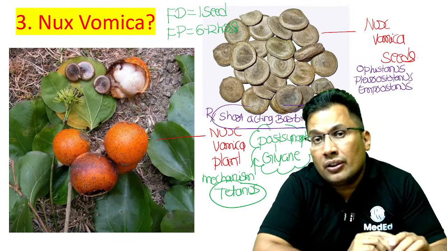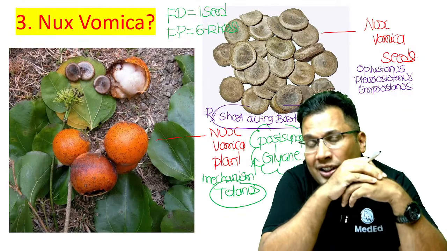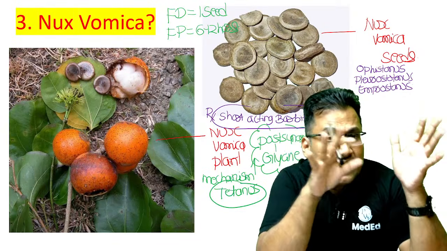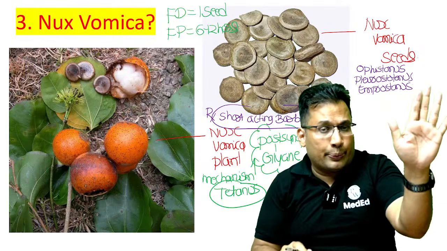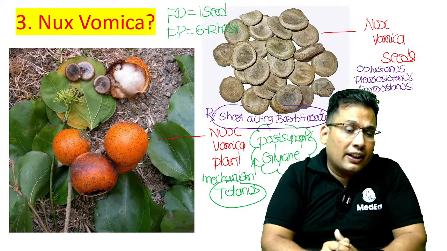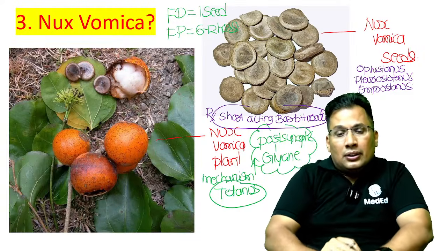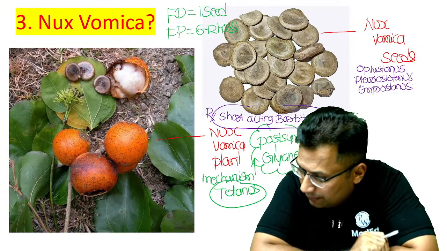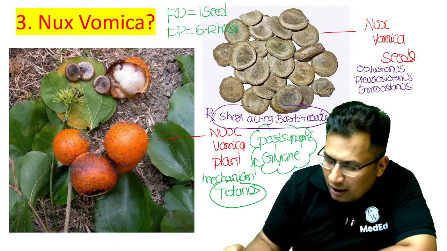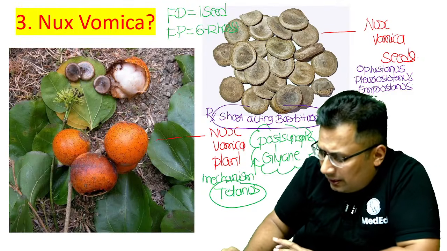Again, a question can be asked: how do you differentiate between tetanus and strychnine poison? For example, here is a tetanus poison, here is a strychnine poison. How to differentiate between the both? Can anyone tell me how to differentiate? Banana chips. Okay, good. That's great. So how to differentiate? Remember, it's very simple.